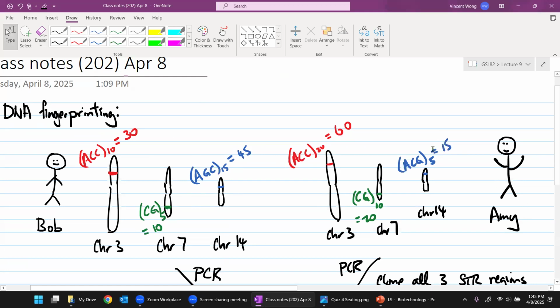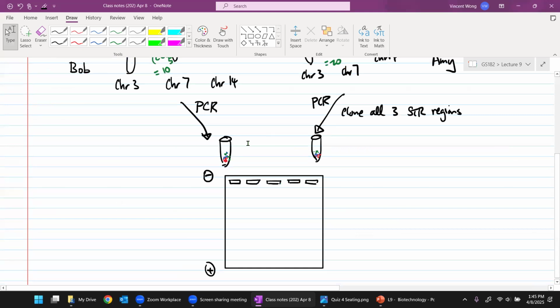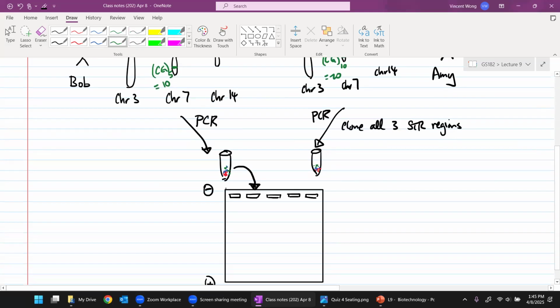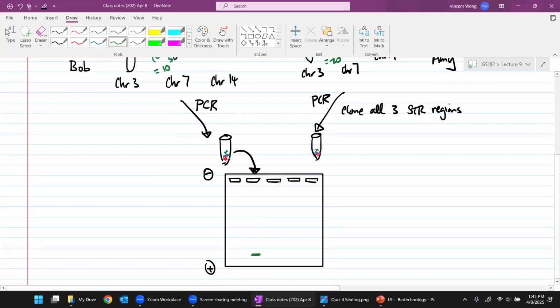Okay, so we have all the numbers here. Let's take a look. Remember, the entire sample from Bob is going to have 3 fragments. Which one is going to be the furthest down in the gel? Red, green, or blue? Green? Because green is the shortest, right? So it's going to be all the way down maybe here.